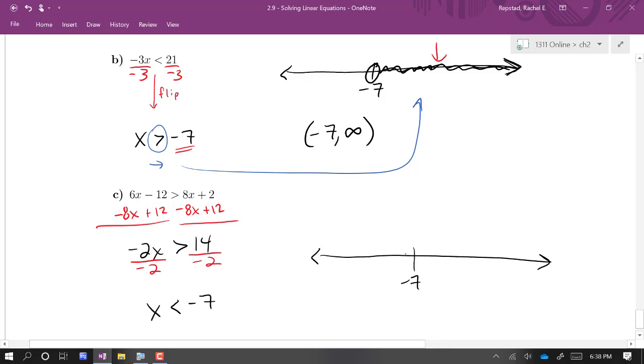So it's a strictly less than, so that's an open circle. We're shading on the left. In interval notation, it would look like negative infinity to negative 7.